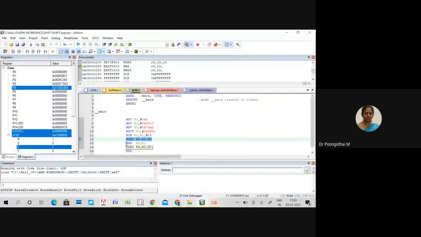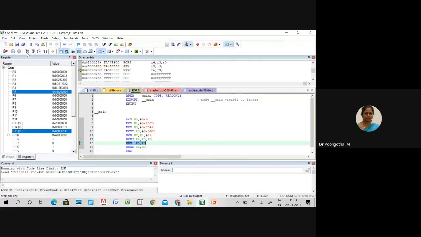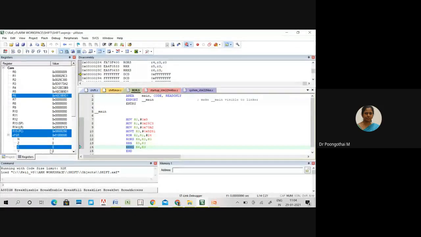Next, I am going to execute this RRX instruction. After execution, your R5 is updated with a 32-bit value and carry is set to 1. Actually, this is RRX without flag update. So this instruction does not affect the flag status of the XPSR register. Next, I am going to execute RRXS. So now your carry is reset and your R6 is updated with this 32-bit value.